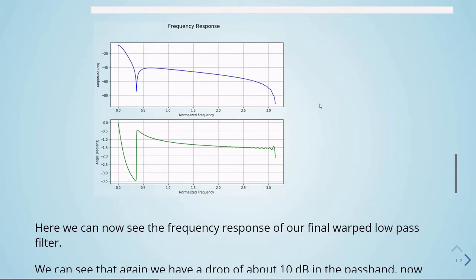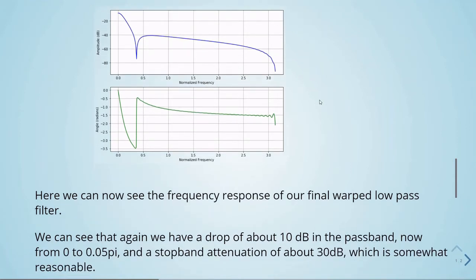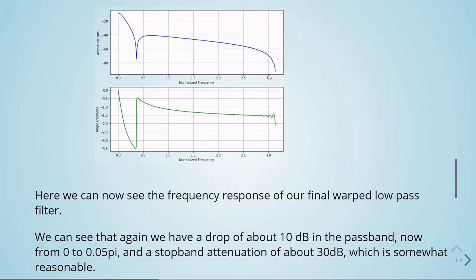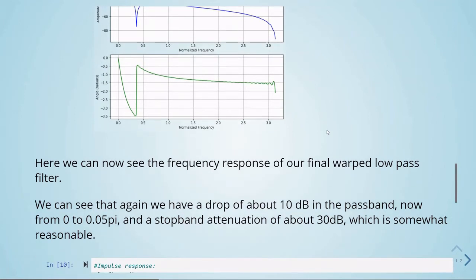and this is the frequency response of our final warped low pass filter. We can see again that we have a drop of about minus 10 dB in the pass band, now from 0 to 0.05 pi, and the stop band attenuation of about 30 dB, which is somewhat reasonable.